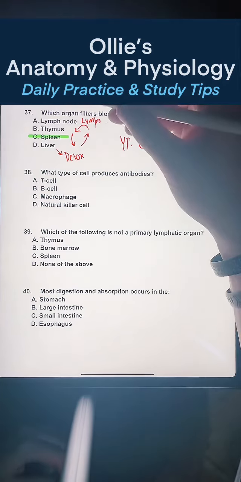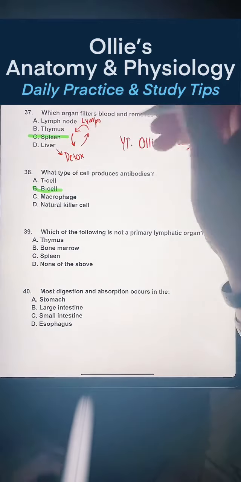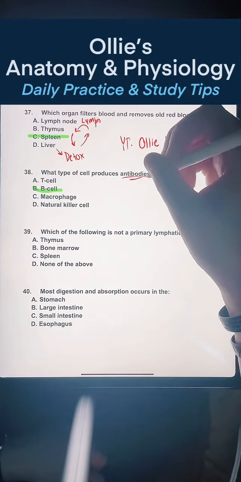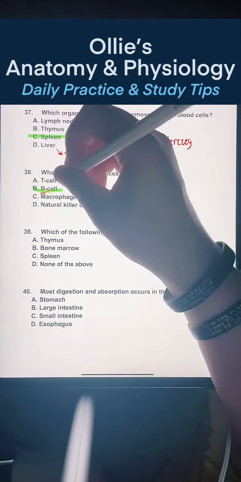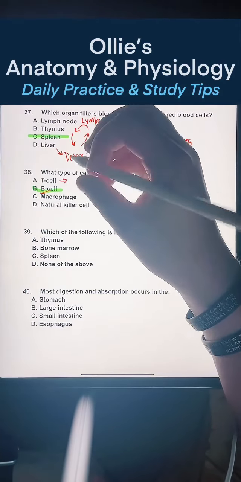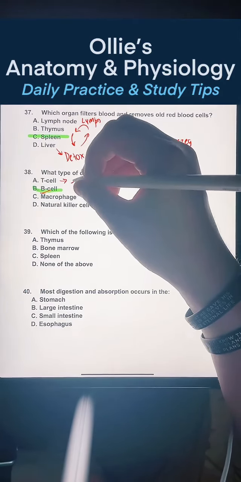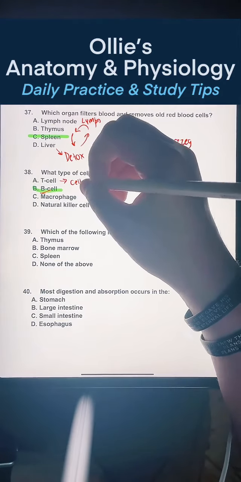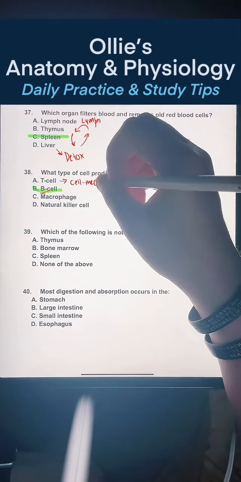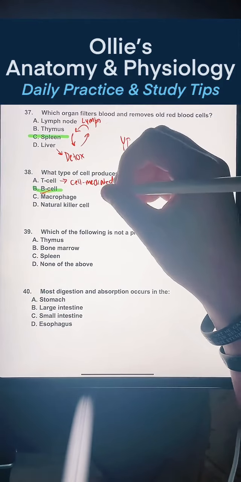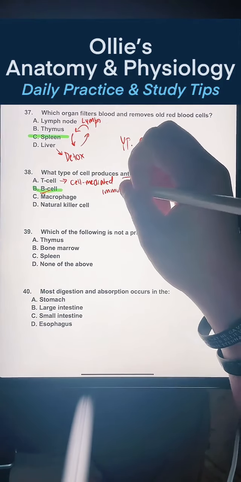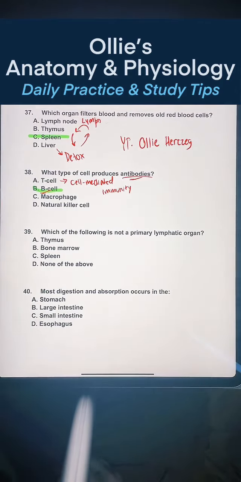Number 38, the answer is a B cell. The thing about it, antibody, body has a B in it. B cell, B. T cells are thymus derived, and they are for cell-mediated immunity. Macrophages are going to engulf pathogens. Natural killer cells destroy infected or cancerous ones, so no antibodies there.